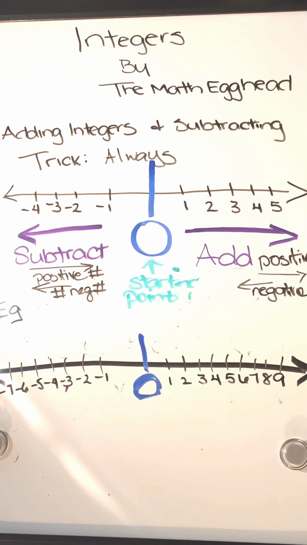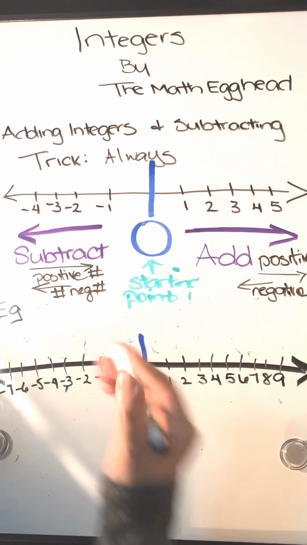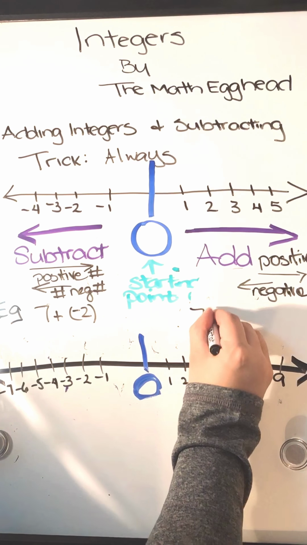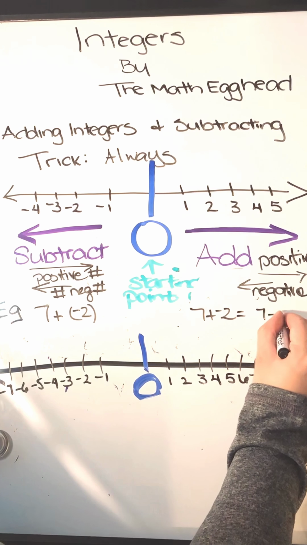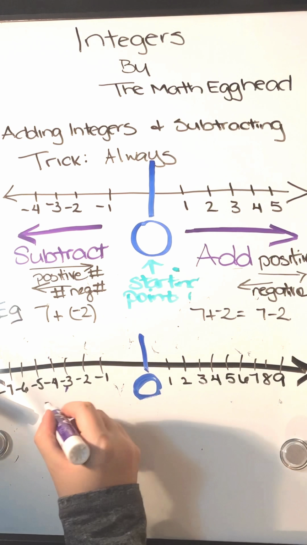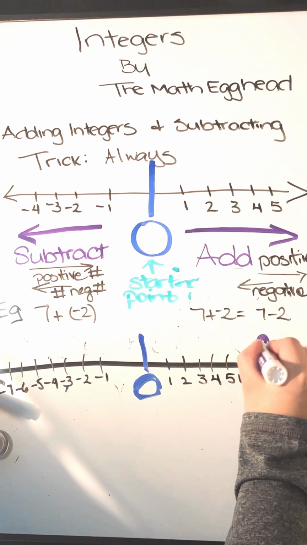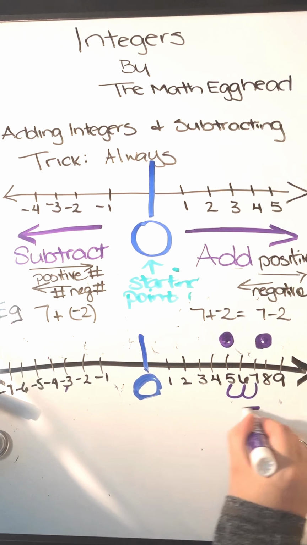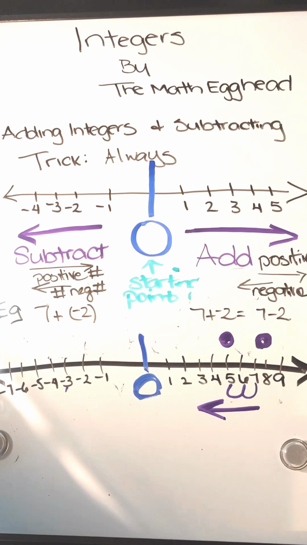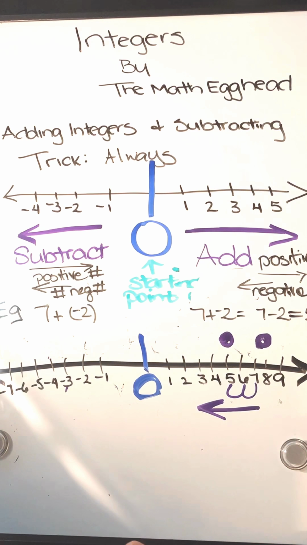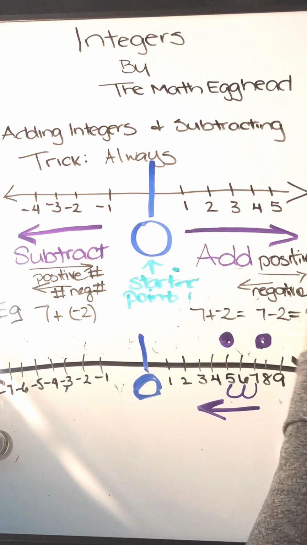So let's try 7 plus negative 2. So we know that 7 plus negative 2 is the same thing as 7 minus 2. So let's start at 7. We know that we're adding a negative number, so we know that we have to go to the left. So let's go 2 spaces, 1, 2, and that gives us 5. So 7 plus negative 2 and 7 minus 2 is the same thing as 5. My frame was a little out of focus, but that was a number 5. Let me just get rid of this gunk here.